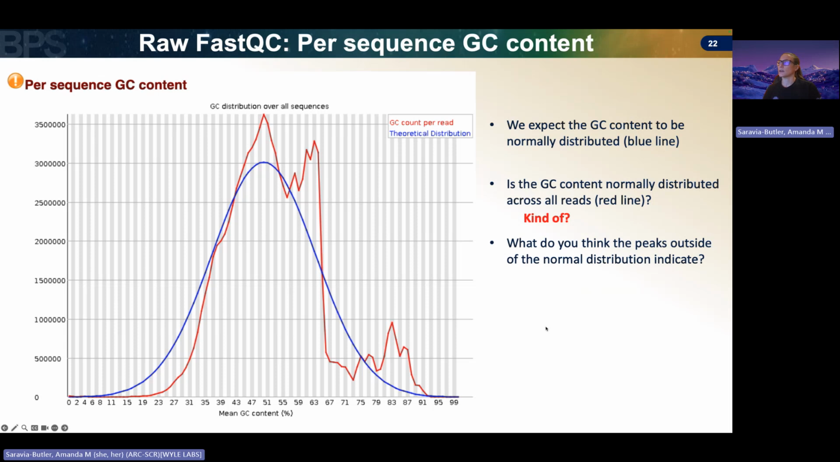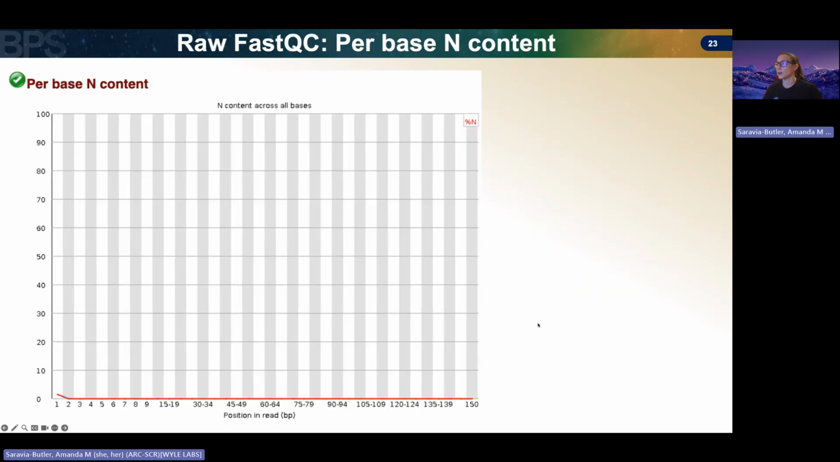So what do you think the peak outside of the normal distribution could indicate? It might indicate some level of contamination, whether it be ribosomal RNA, some primer contamination, or maybe even some other type of contamination. Next module here is the per base N content module.